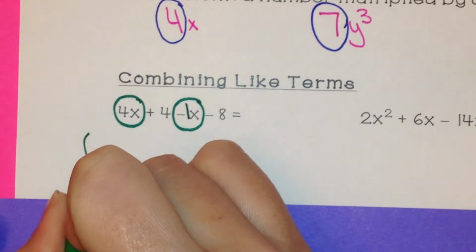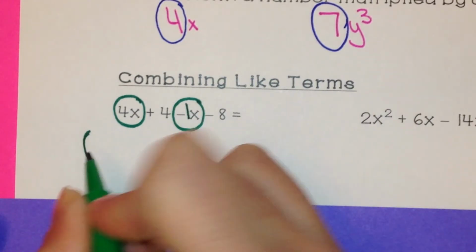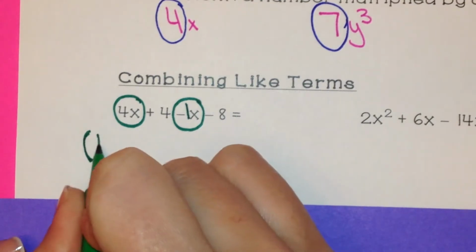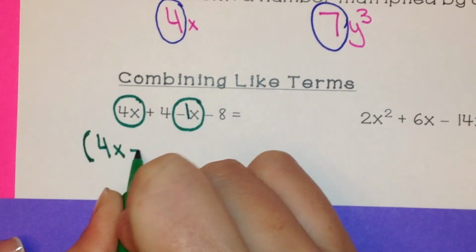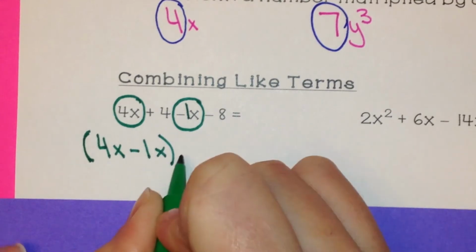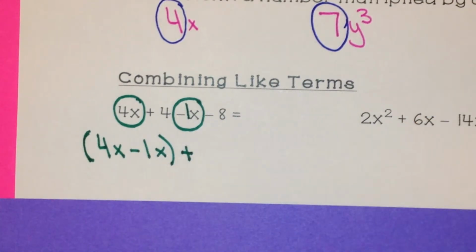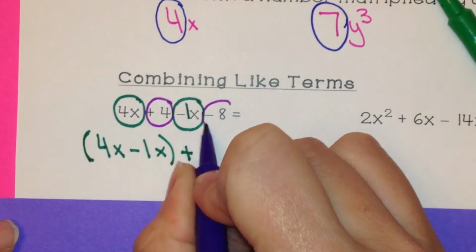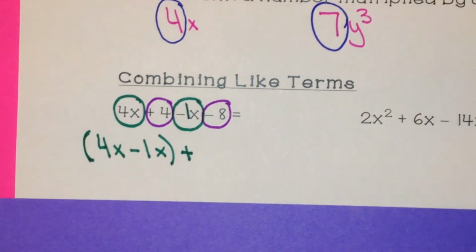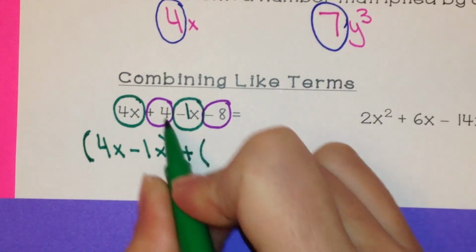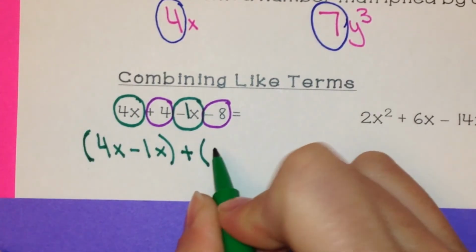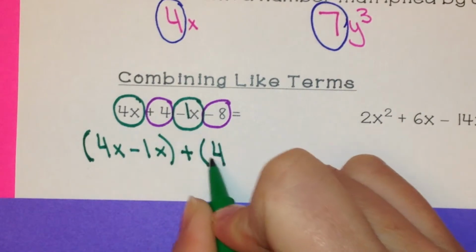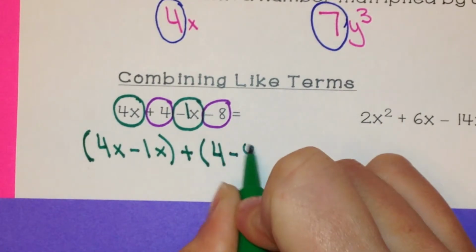So you can bring these down and just put them in parentheses together. So I have 4x minus 1x, plus I'm going to add on what I have left over. So over here, I have a plus 4, so positive 4, and a minus 8. So I'm just going to combine those like terms. I'm going to write it out so you can see what I'm doing. I have 4, it's positive, and minus 8.